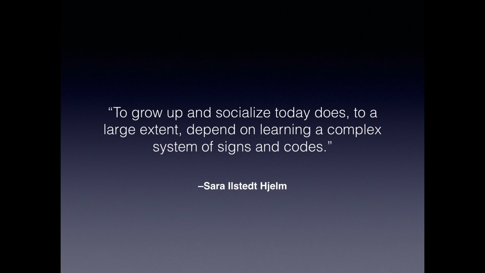To grow up and socialize today does, to a large extent, depend on learning a complex system of signs and codes. And what the author means by this really is that in order to grow up, work in society, to deal with other people, we need to understand, not just as decoders but as users, a whole lot of different systems of signs and codes. She talks about this being one system. We could talk about it being a bunch of different systems that interrelate. Doesn't really matter, to be honest.